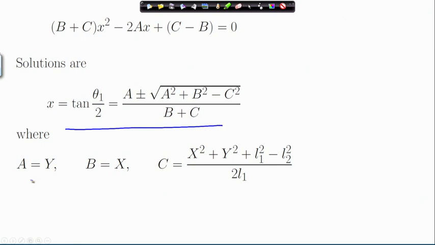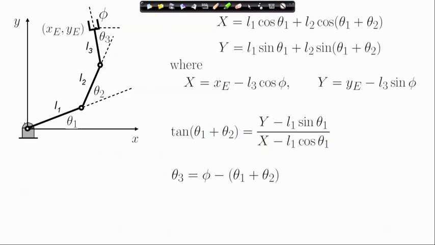Here A, B and C are completely known. So, we will know x and hence tan theta 1, and finally we have the solution of theta 1. Once we have the solution of theta 1, as we have discussed, we found this expression. So, theta 1 is completely solved. There are two solutions. So, therefore, I know theta 1.